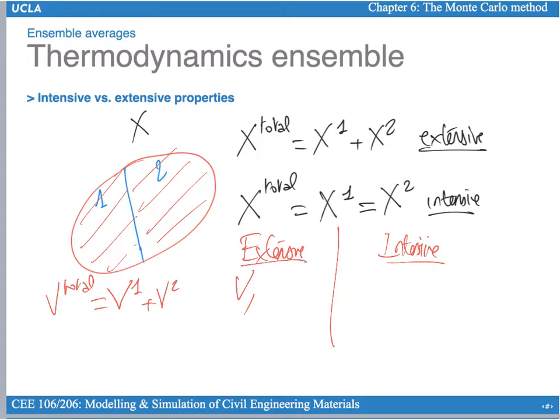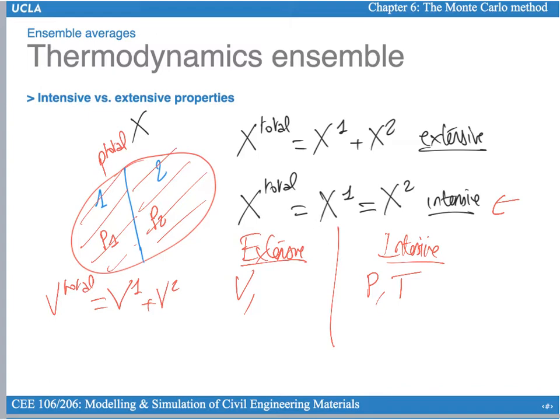On the other hand, an example of an intensive property would be the pressure. Why? Because if your system is at equilibrium, then the pressure in system 1 will be equal to the pressure in system 2, which will also be equal to the pressure of the total system. So in this case, the pressure satisfies the condition to be an intensive property. Another example: the temperature would also be an intensive property.